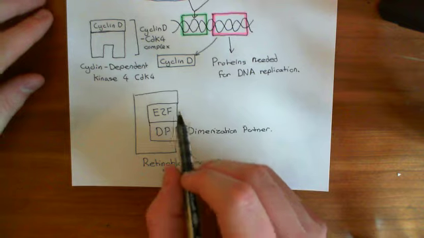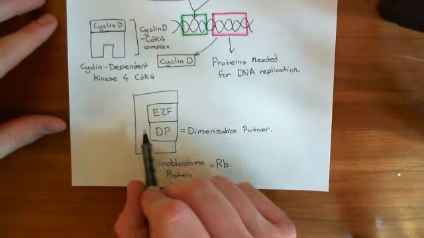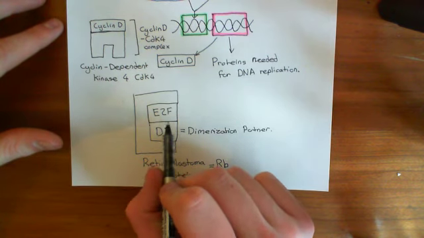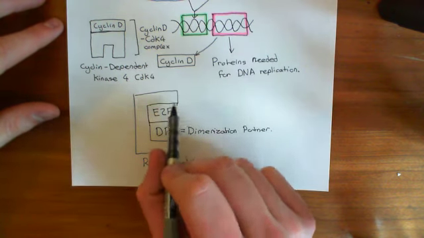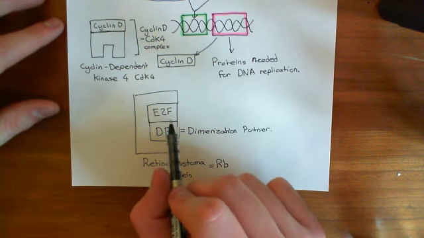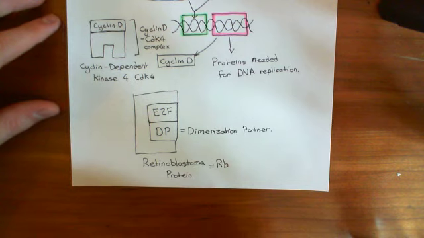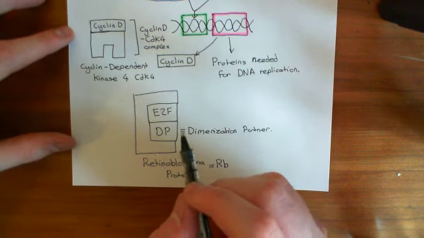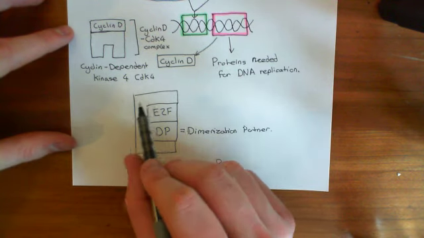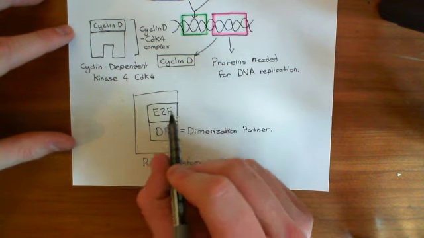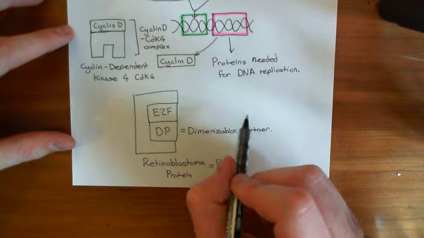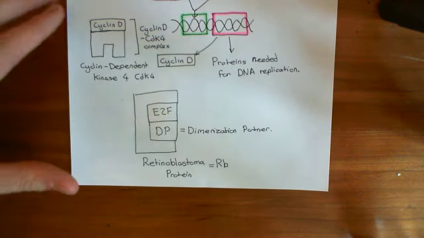Usually, when a cell is not dividing, the retinoblastoma protein has the E2F transcription factor with its dimerization partner firmly held to it, inactivating it and stopping it from activating the transcription of these proteins. So if you want to go from the G1 phase to the S phase, you need to inactivate this retinoblastoma protein so that the E2F transcription factor with its dimerization partner can be released and go off to the nucleus and activate transcription.